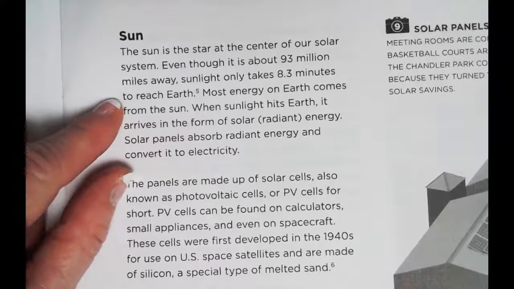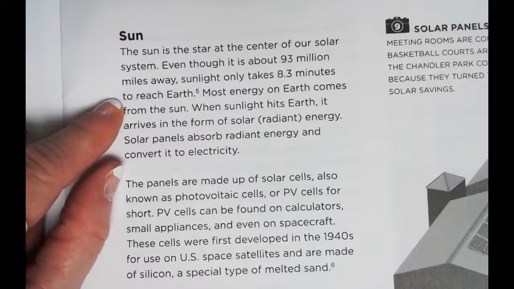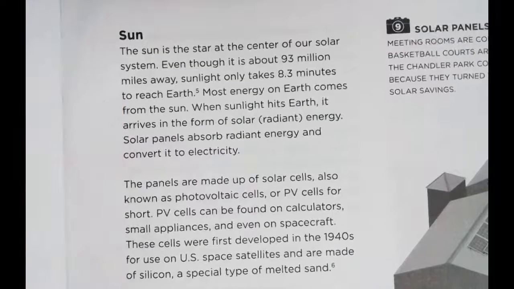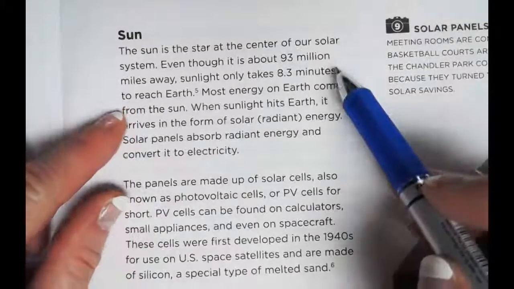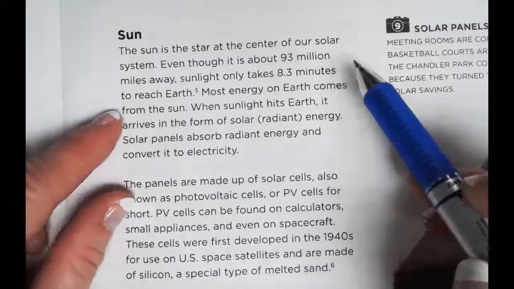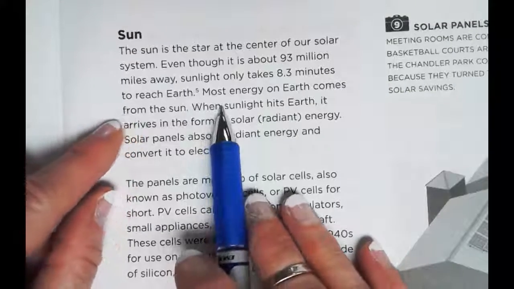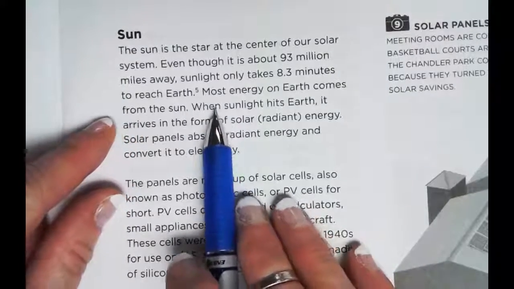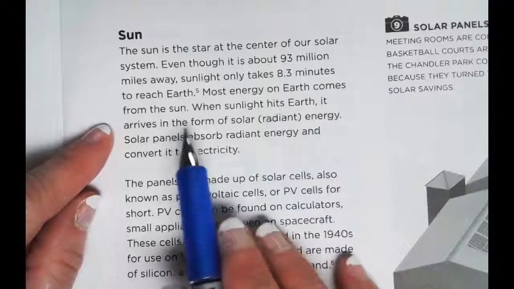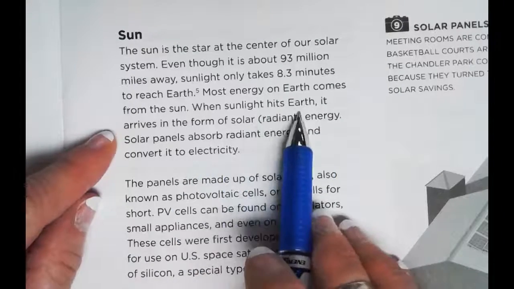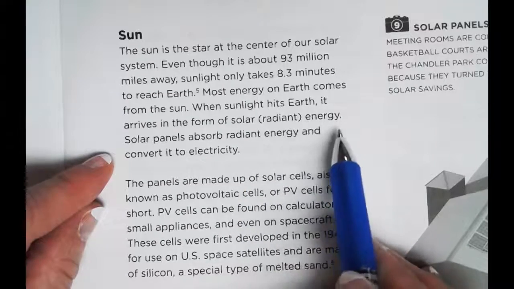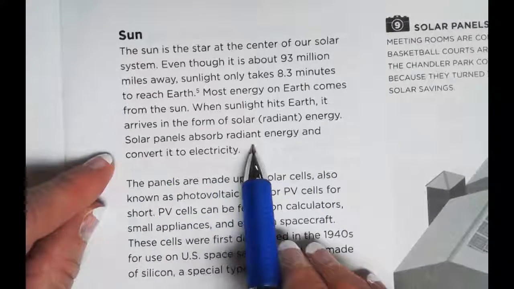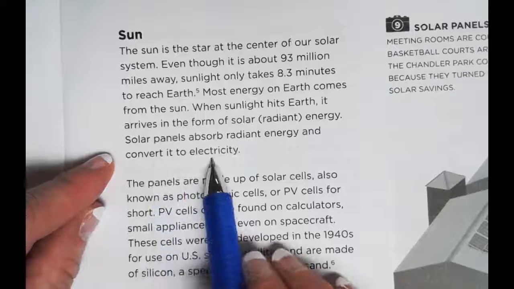Yes, Connor. Speed of light is very fast. Yes, very fast. I know, in the scheme of things. That's right. But isn't that amazing, guys? 93 million miles away. Okay. And can you slow down just a tad on your reading? Most energy on Earth comes from the sun. When sunlight hits Earth, it arrives in form of the solar radiant energy. Solar panels absorb radiant energy and convert it to electricity.